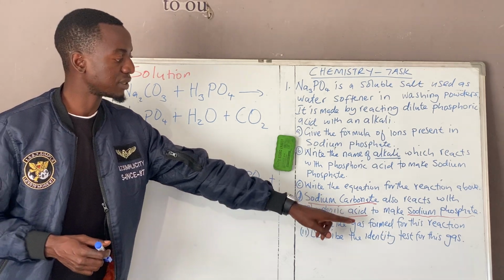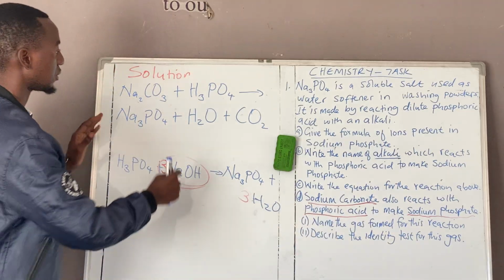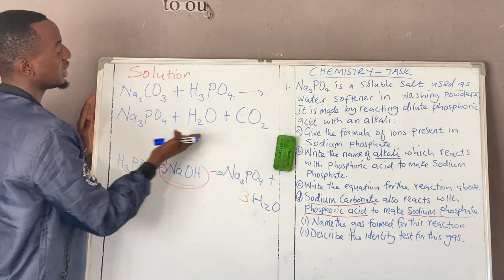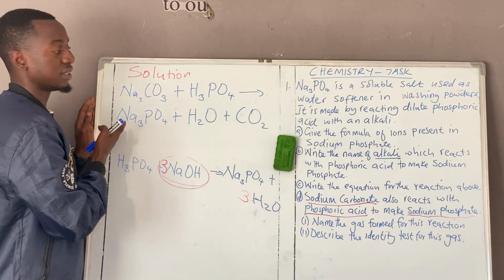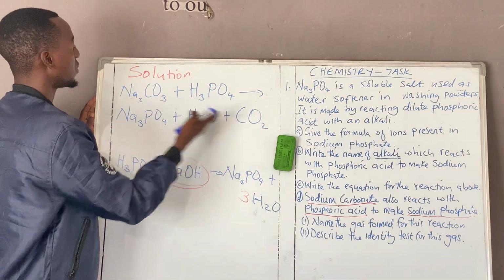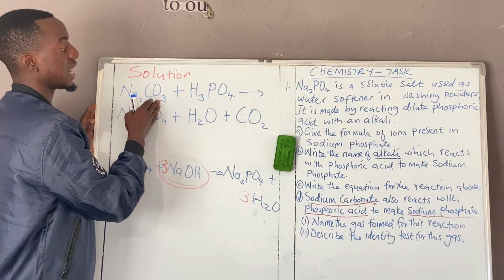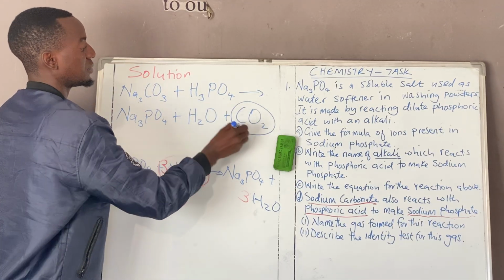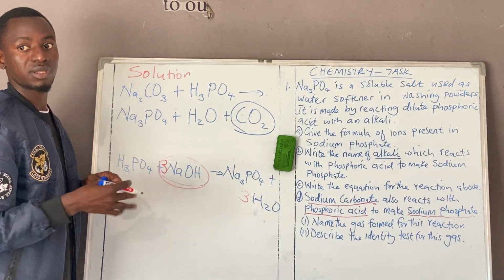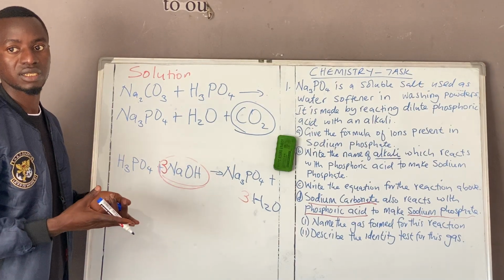Name the gas formed for this reaction. So here, which one do you think is a gas? Carbon dioxide. So meaning the gas formed when sodium carbonate reacts with the phosphoric acid is what? It's carbon dioxide. So meaning the name of the gas formed is what? Carbon dioxide. That's all.